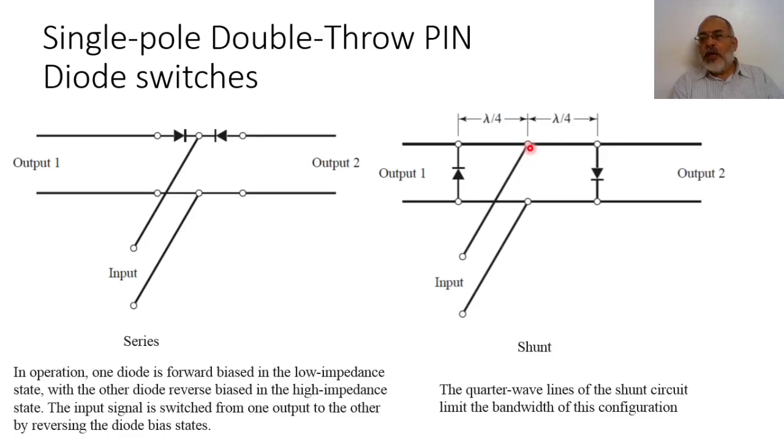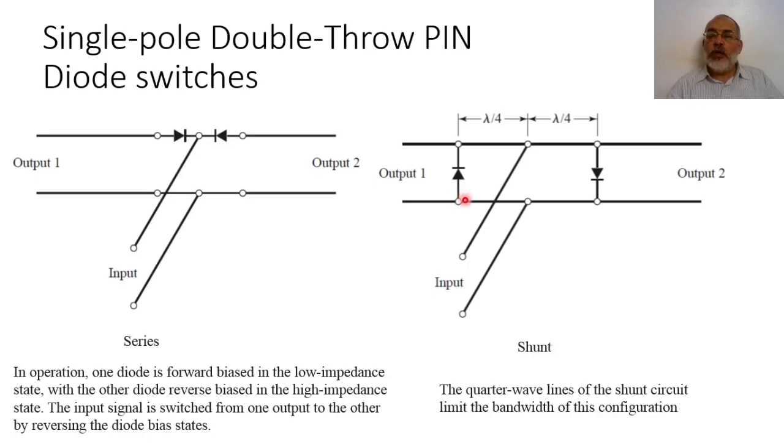This means that the shunt reactance seen in this direction is infinity in parallel to this transmission line. This means that the equivalent circuit on this side is an open circuit, so all the power from the input here will go to the output one. So all the power in the input port will go to the output port, because this is equivalent to an open circuit, and this is also equivalent to an open circuit because it is reverse biased.